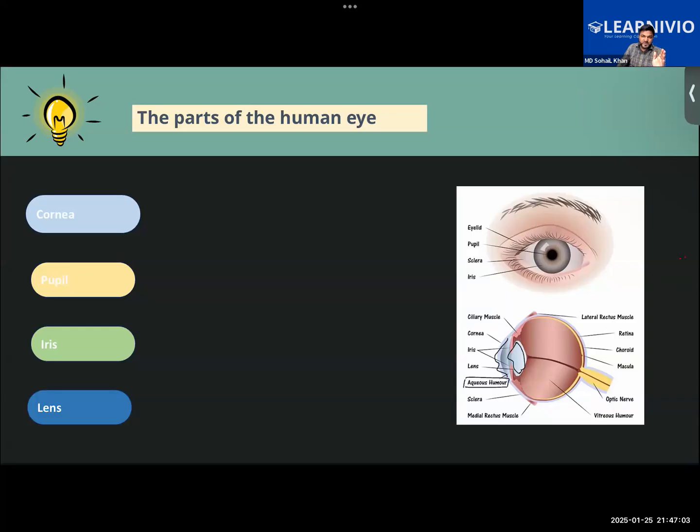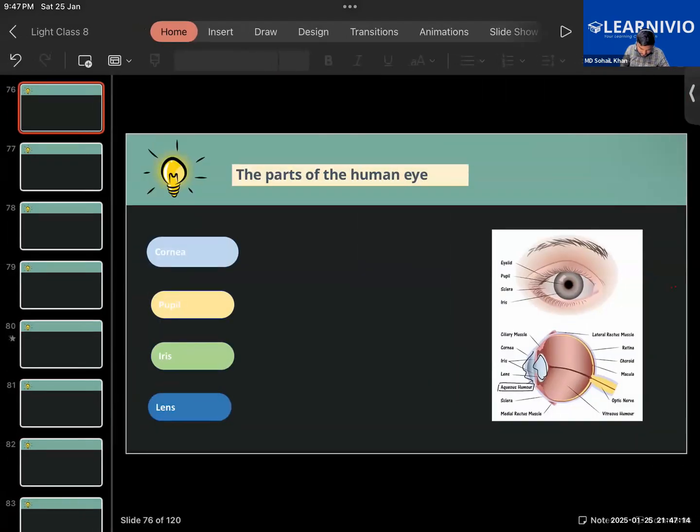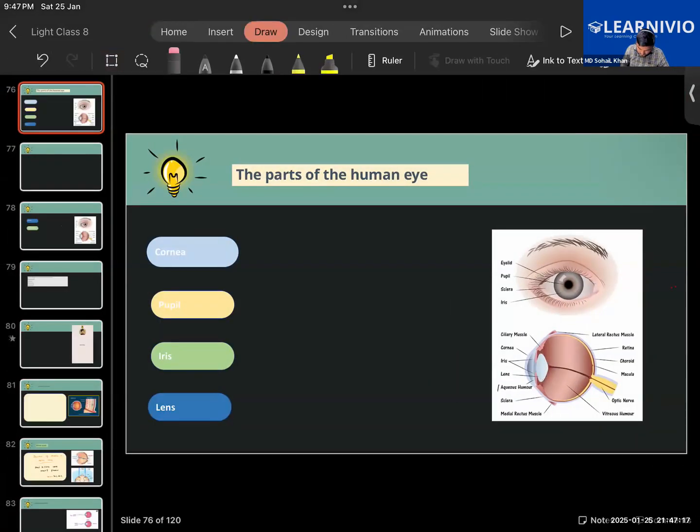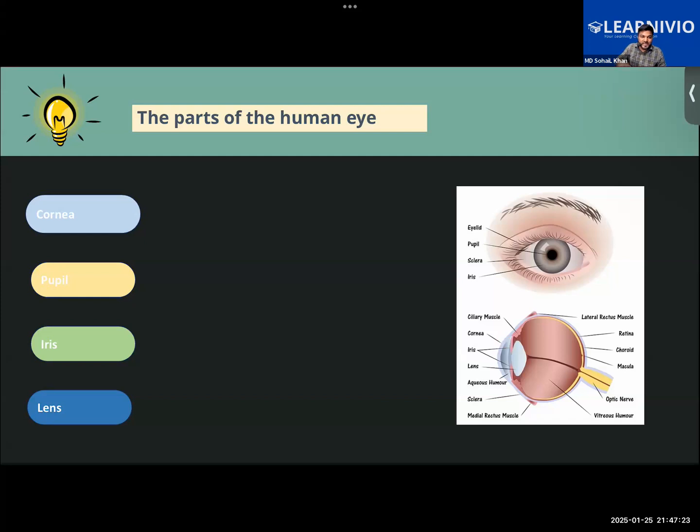The very first part of the eye is the cornea, right? The front bulging portion that you see in this image. Let me erase this first for a minute. So the front bulging portion of the eye, like a dome-shaped bulge at the front of the eye, is called the cornea, and it is transparent.